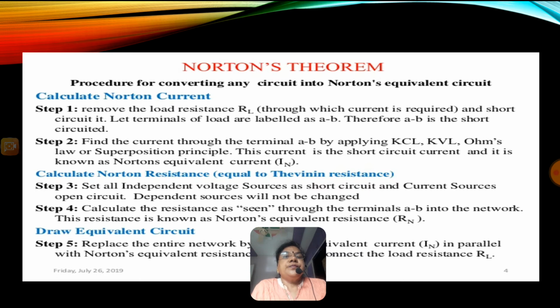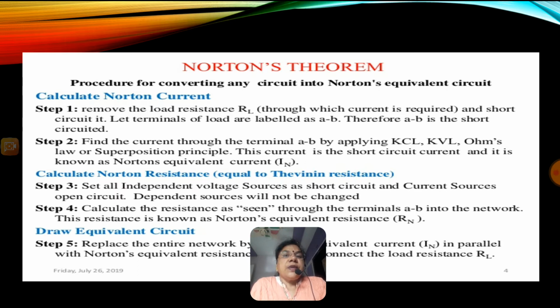Now how to calculate Norton's resistance, equal to the Thevenin's resistance. For this purpose, step 3 is to set all independent voltage sources as short circuit and current sources as open circuit. Dependent sources will not be changed. Now step 4 is to calculate the resistance as seen through the terminals A and B into the network. This resistance is known as Norton's equivalent resistance Rn.